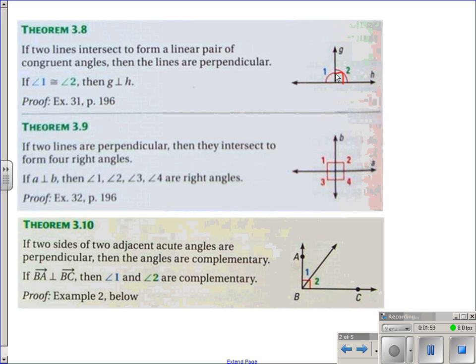Please copy that down, hit pause. All right, if two sides of two adjacent acute angles are perpendicular. So what they're saying is, you have these adjacent angles, angles 1 and 2, sharing this ray. They have the same vertex, point B, so they are adjacent to each other. If two sides of two adjacent acute angles are perpendicular, so side AB and side BC, and angles 1 and 2 are adjacent, meaning there's no overlapping part, angles 1 and 2 have got to be complementary. Again, kind of an obvious one, but it is a theorem.